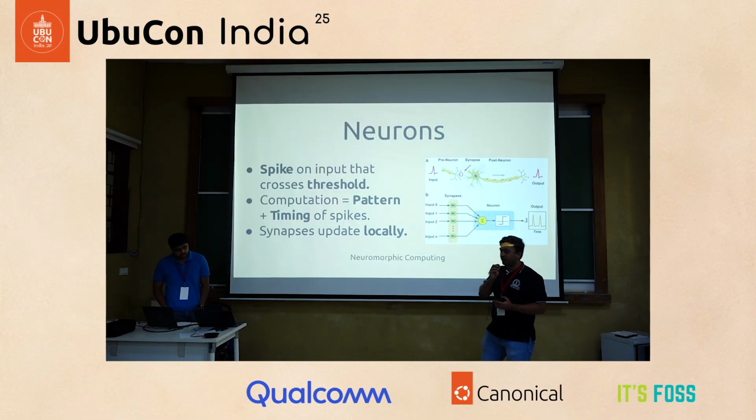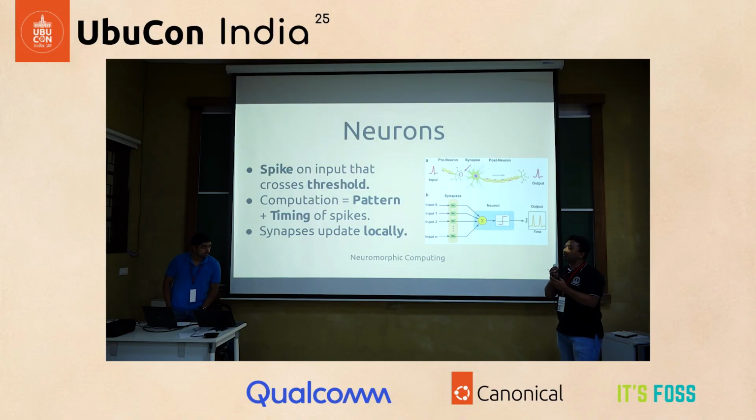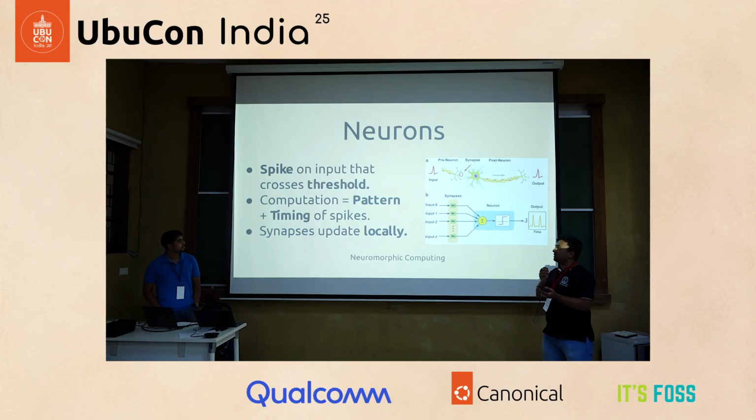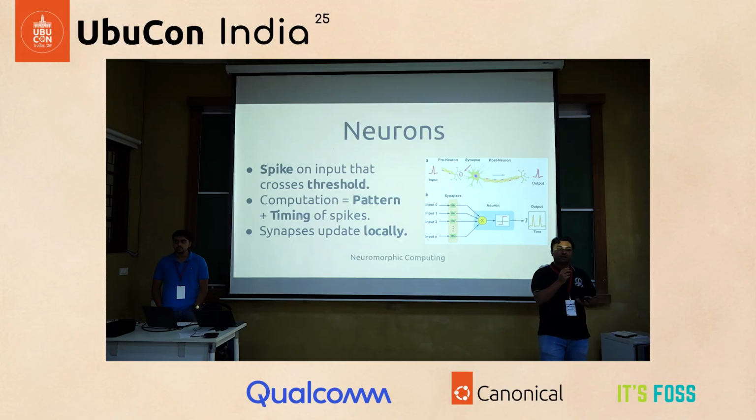So what are basically neurons? You've all heard of neural networks. It's pretty much the same here in neuromorphic computing. Here the neuron gives a spike on an input which crosses a threshold, which is very similar to the activation function in neural networks. So the computation actually happens in the timing and in the pattern of these spikes which occur.